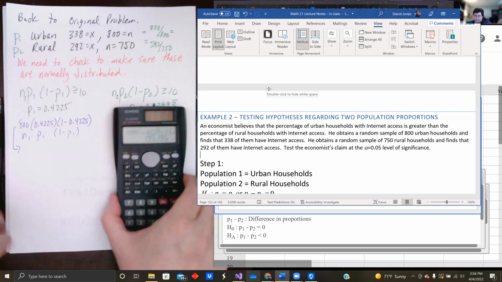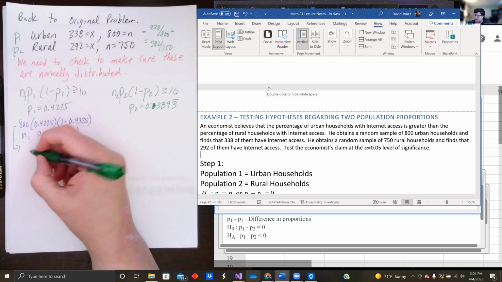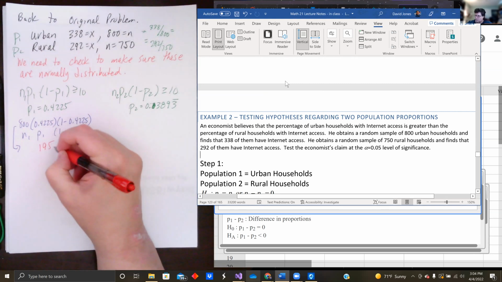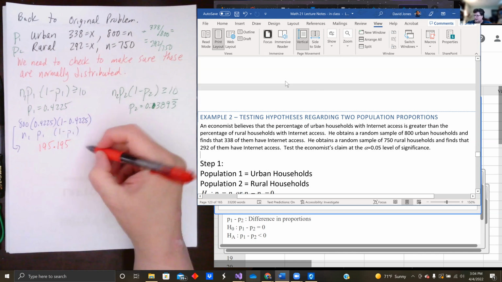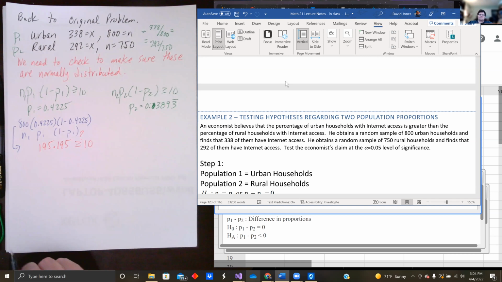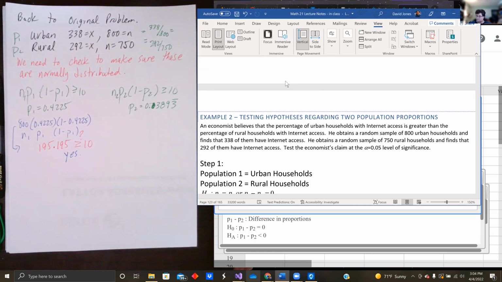And that's everything, and I'll hit equal. So what am I getting there? 195.195. And we're trying to check to see, is that greater than or equal to 10? Yes. Now we'll do the same thing with the other group.